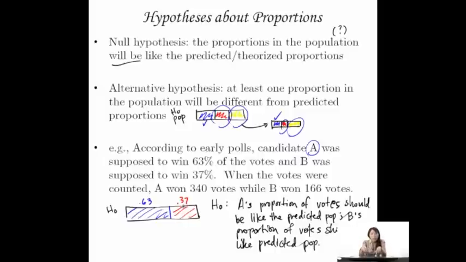So what would be the alternative version of this? The alternative would say at least one of the proportions, one of the categories, either A or B, will be different from the hypothesized proportion. And in fact, in this example, if one of them is different, the other one will be different too. Because since we only have two categories, if we make one really different, then the other one will automatically change, right? But later on, we might see examples where we have 3 or 4 or 5 categories. And so in those cases, this will make more sense.